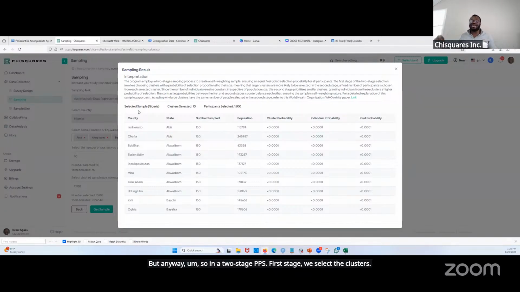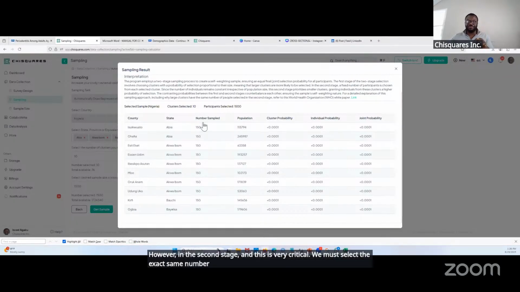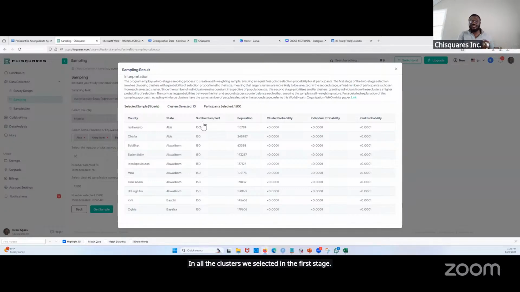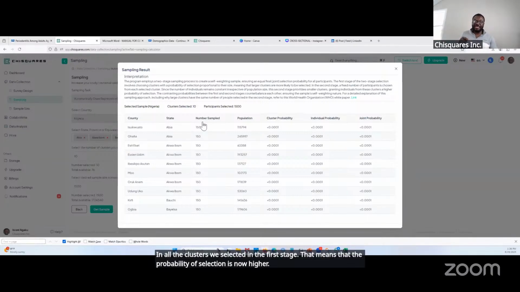Second stage, we select people in the clusters. So in the first stage, when we're selecting the clusters, we select such that bigger clusters have more likelihood of being selected. So you can see that in that first stage, the bigger clusters have an advantage. However, in the second stage, and this is very critical, we must select the exact same number of people in all the clusters we selected in the first stage. That means that the probability of selection is now higher in the smaller clusters.